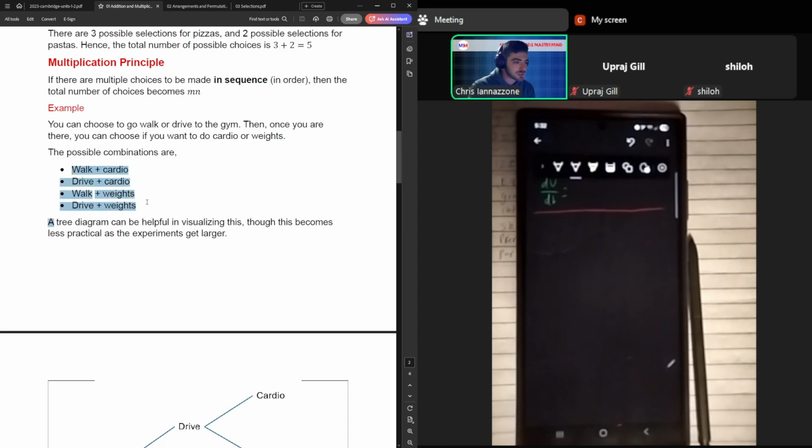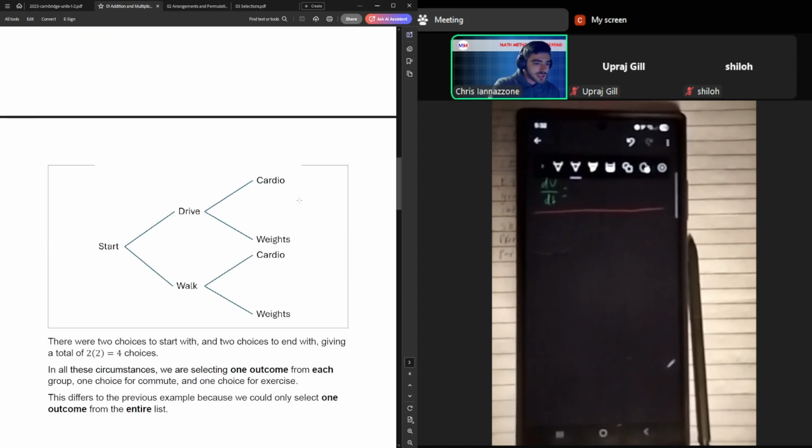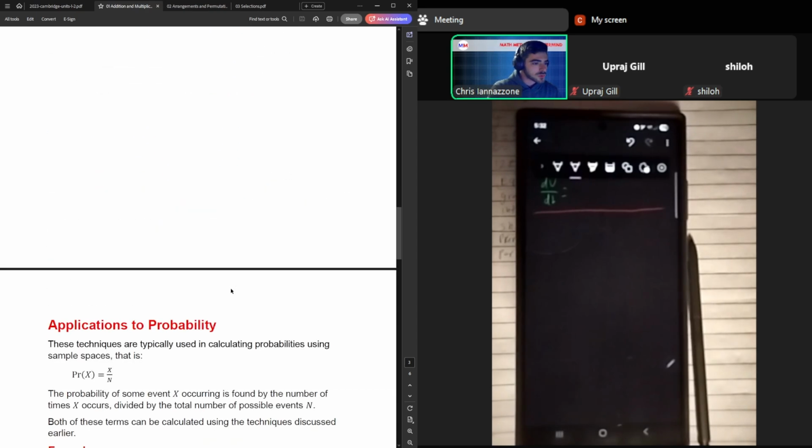And if you wanted to see what the combinations were, it would be walk and cardio, walk and weights, drive and cardio, or drive and weights. What you'll find is that tree diagrams can be pretty nice for visualizing this sort of thing, although as the number of choices gets larger and larger, this becomes less and less effective. So if you have a small number of choices, it can be nice, but otherwise not really super practical.